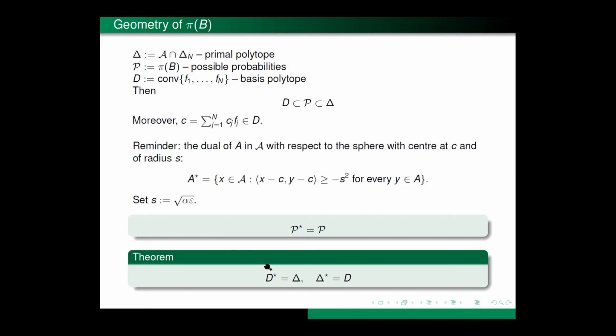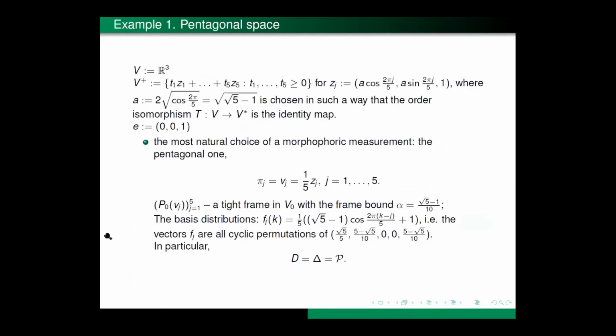Okay, so to see why this condition is kind of weird, I would like to show you some examples.